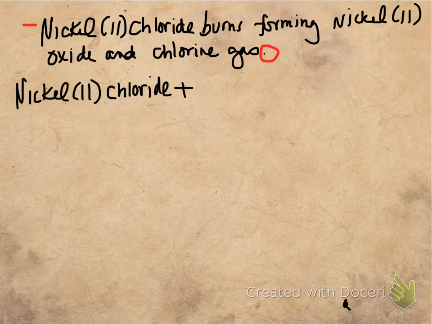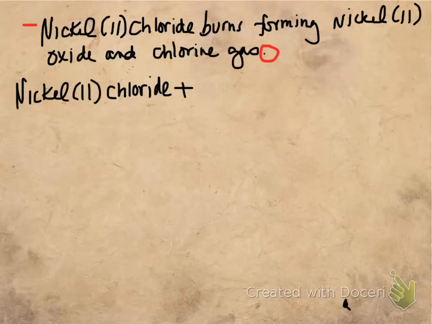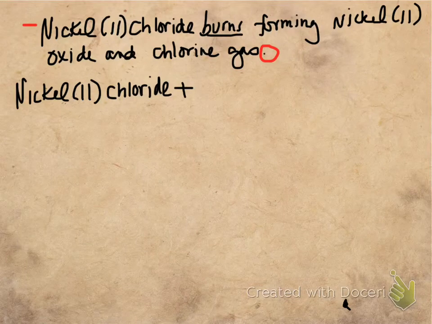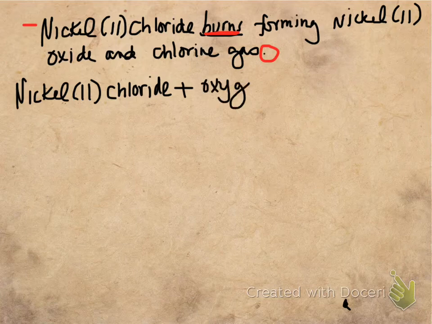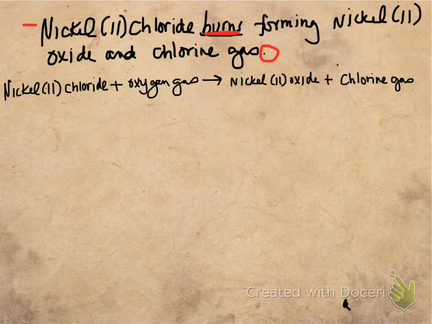There isn't one listed. Aha, whenever you see the word burns, that means something is reacting with oxygen. So our other reactant is oxygen, and it's oxygen gas. Nickel 2 chloride plus oxygen gas react to form, we're going to put an arrow. Okay, we now have a word equation.